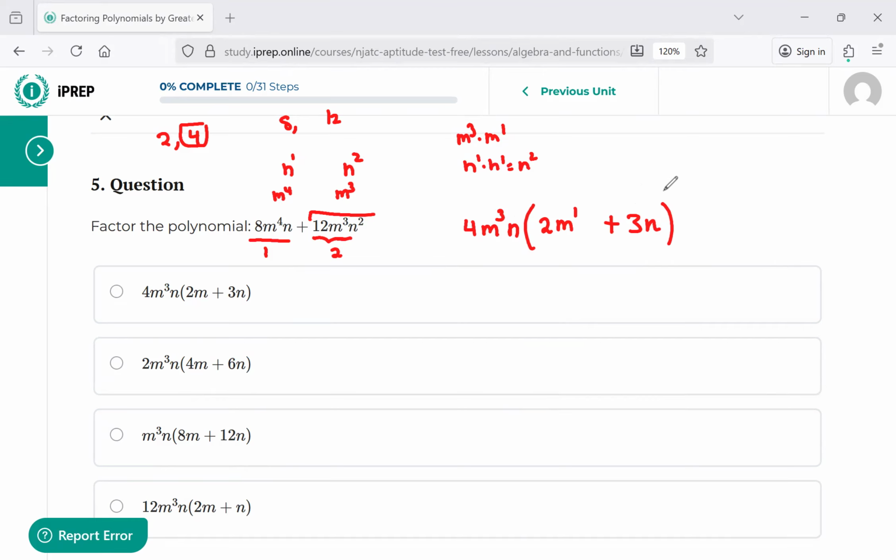Okay, so that is our final answer: 4m^3 n (2m + 3n). Perfect.